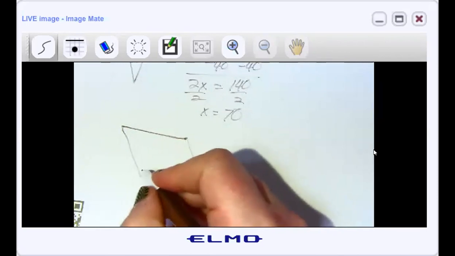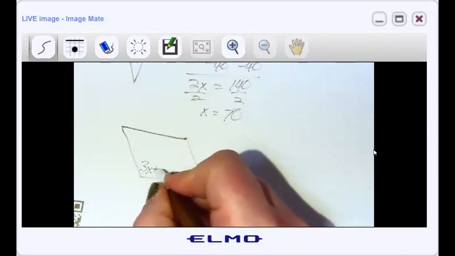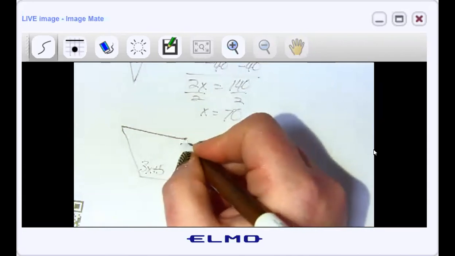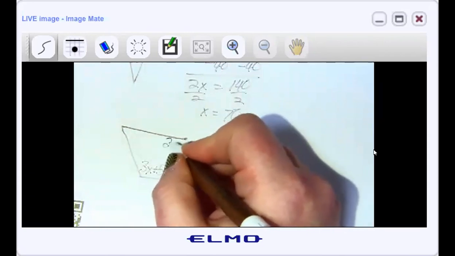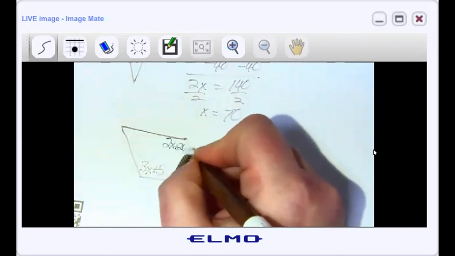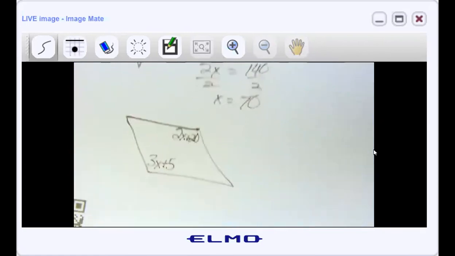All right, what's going to be the deal with these two? How about this one is 3x plus 5, and you are 2x plus 20? Yeah, go for it. Nothing's drawn to scale. Let me zoom in so you can see that better.